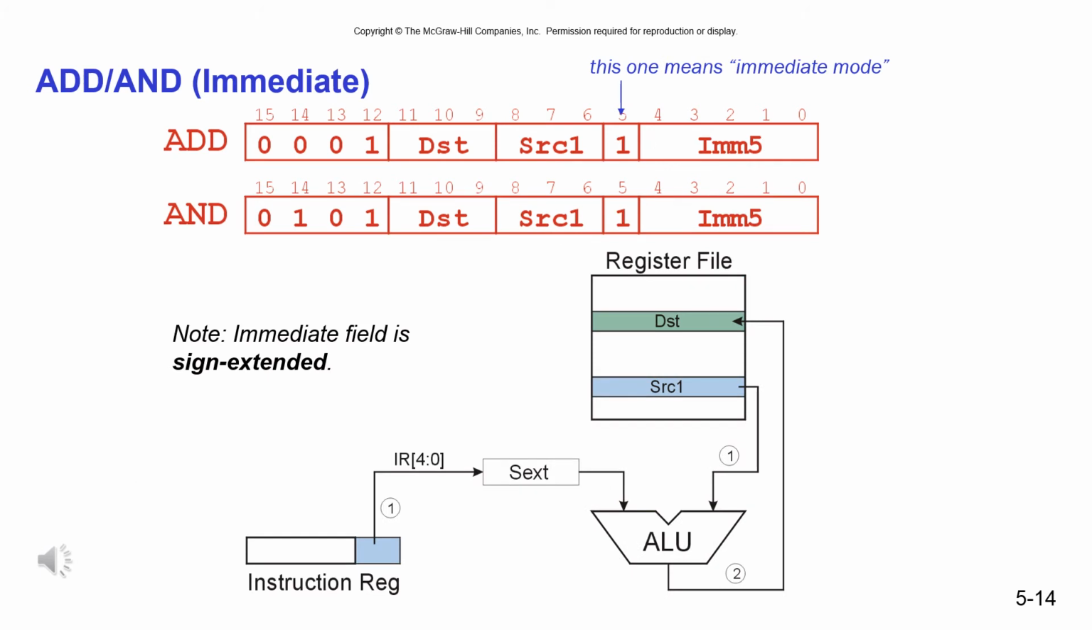The data flow diagram of add and AND immediate mode has one extra step, as it's retrieving the second operand for the binary function. It sign extends bits 0 through 4 to 16, and that will take a machine cycle, and then feeds the second operand to the arithmetic logic unit along with the first operand from source register 1, and stores the resultant added or ANDed 16-bit pattern into the destination register.